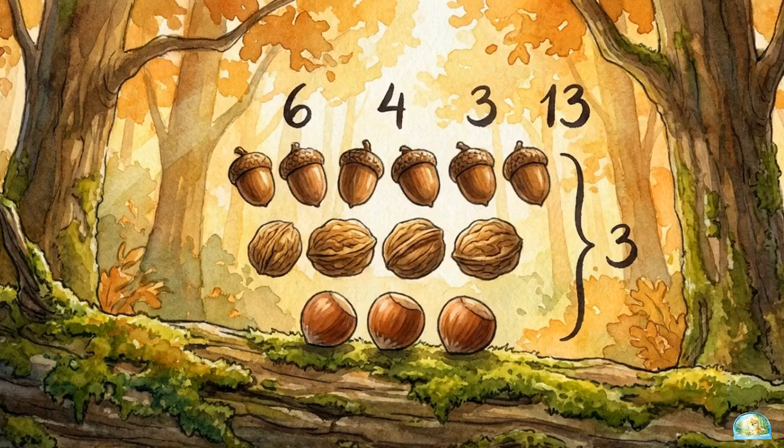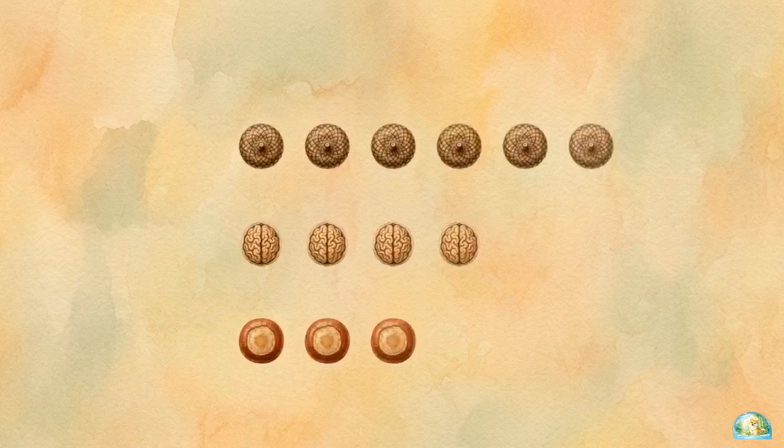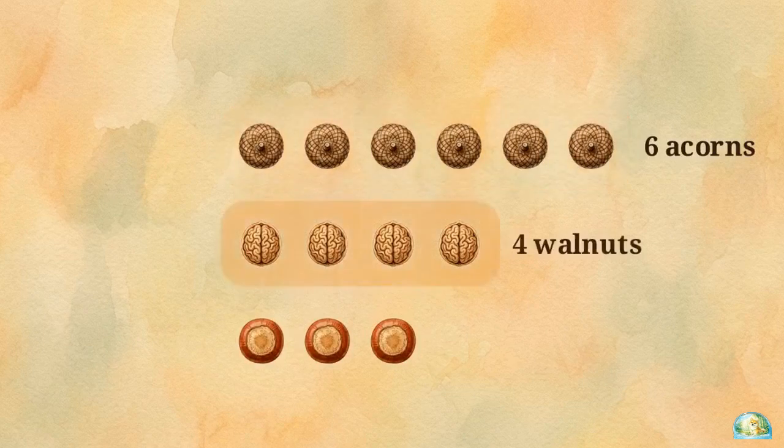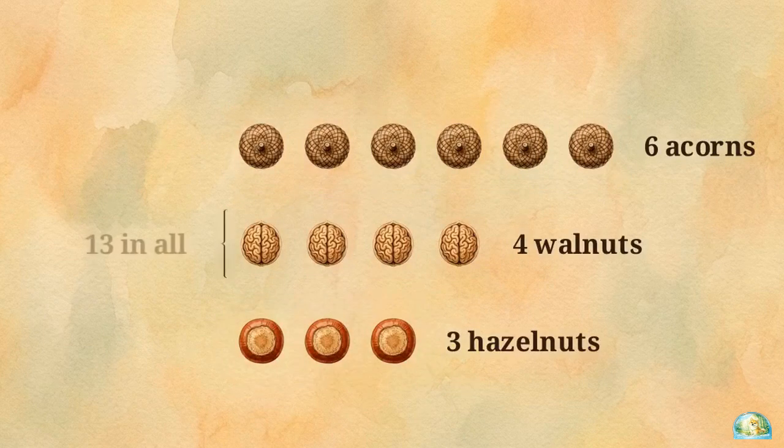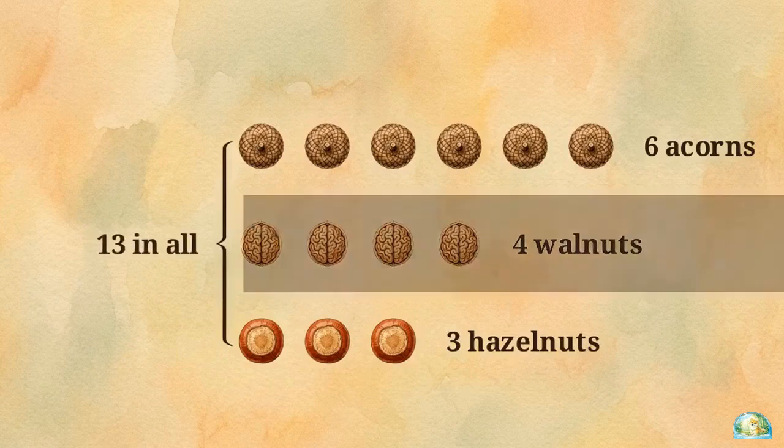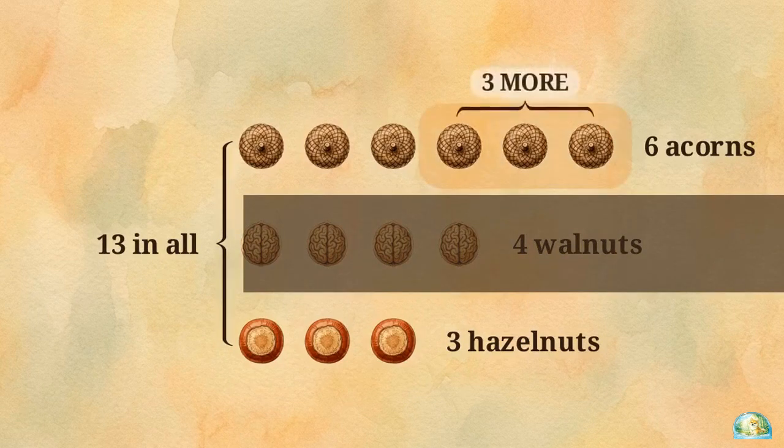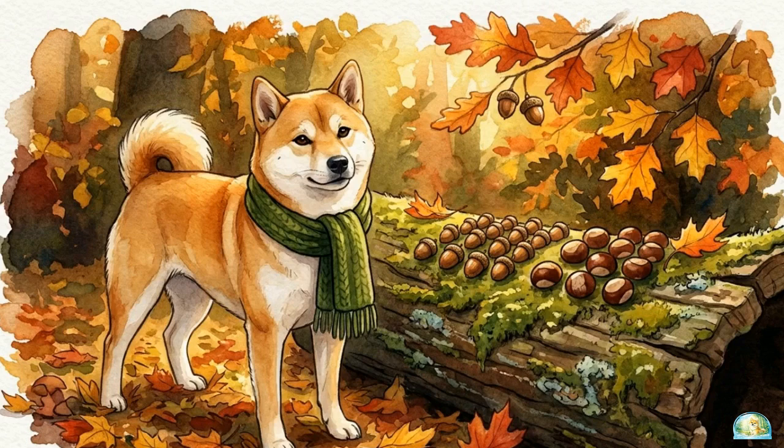Look at how much we learn just by sorting Hazel's harvest into 3 neat rows. We know exactly what she found: 6 acorns, 4 walnuts, and 3 hazelnuts, giving us 13 nuts in all. And we know there are exactly 3 more acorns than hazelnuts in her pile. Sort your items into rows, count each kind, count them all together, and compare the gaps.